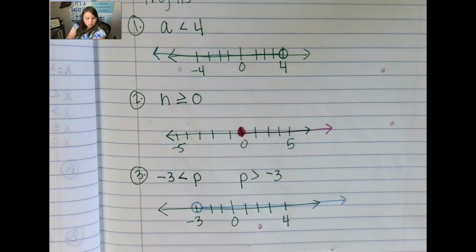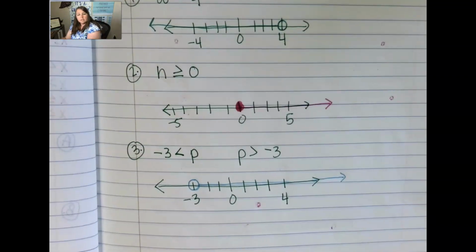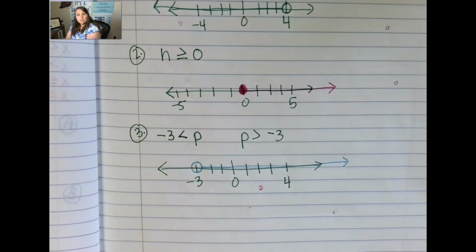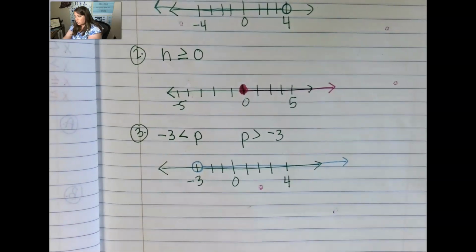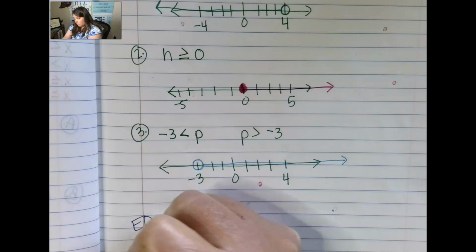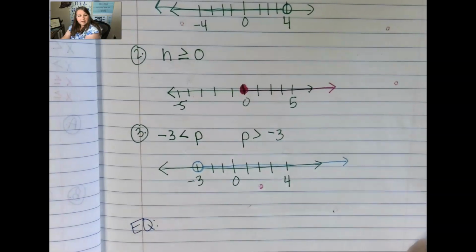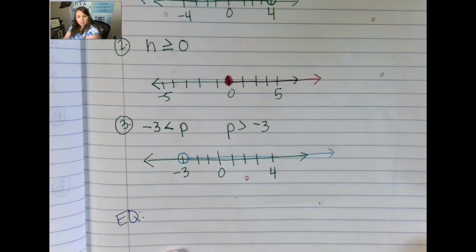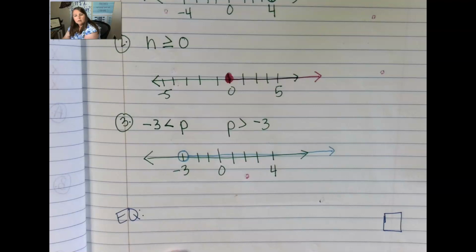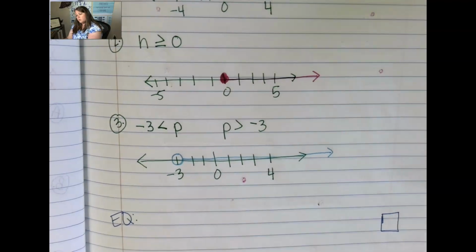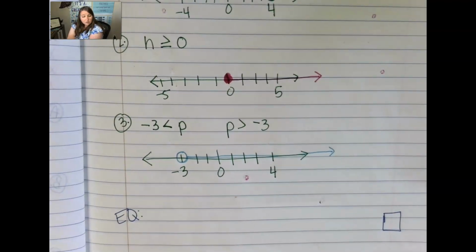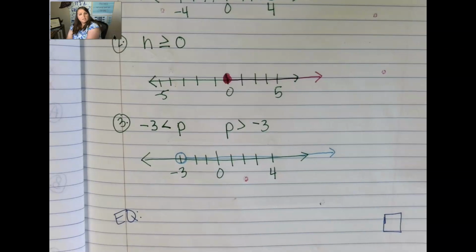All right, how did you do on your try-its? Do you know when to use a closed dot, when to use an open dot, and which direction to put your arrow? Go ahead and answer that essential question: how do we graph inequalities? And then put your level of understanding out to the side. Where are you at? When you are finished, you can come on back to the Google Meet and ask for help, or you can go and do your practice work.